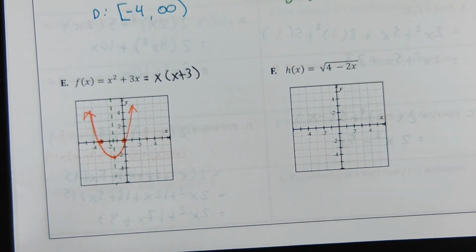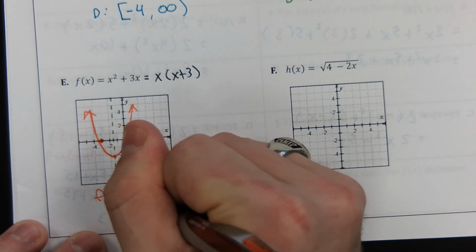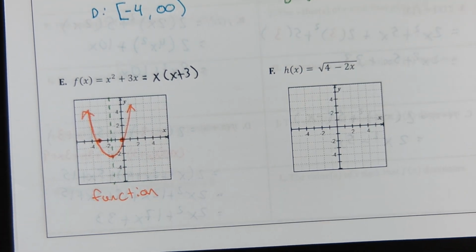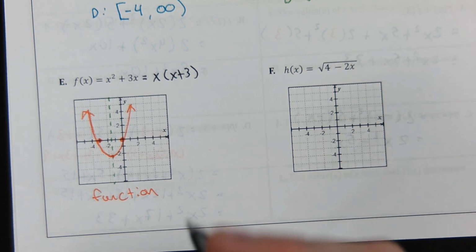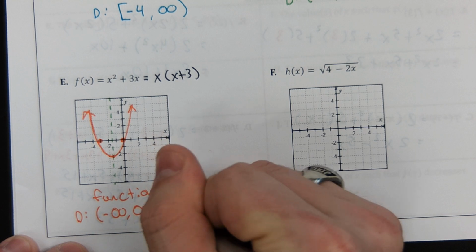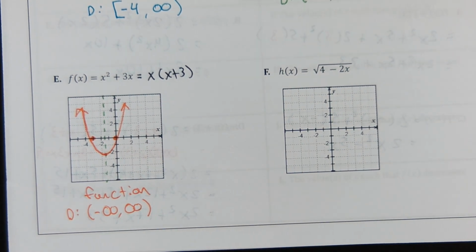Is that a function? Yes. Yes, it is. Function. And what's its domain? All real numbers. All quadratics have the same domain. All real numbers. Negative infinity to positive infinity. Boom. There it is.